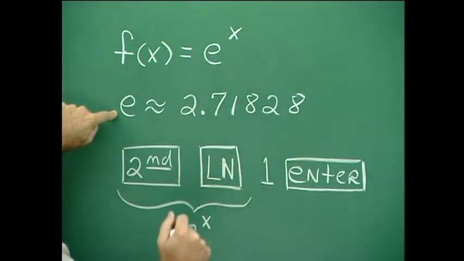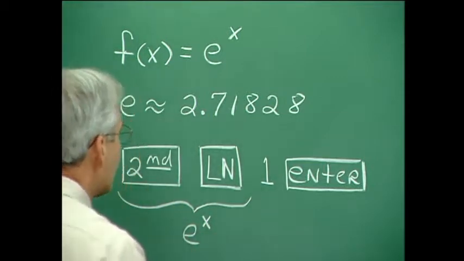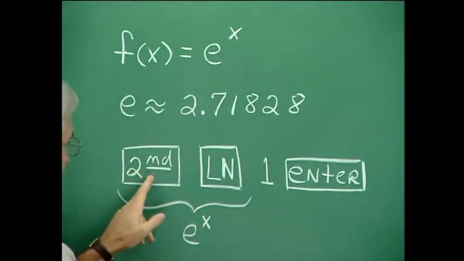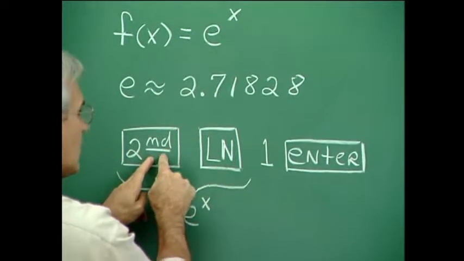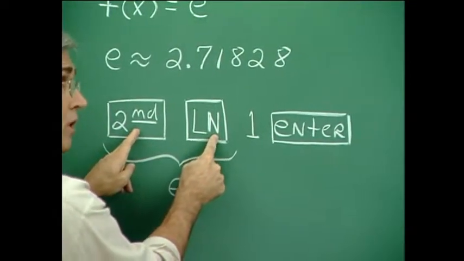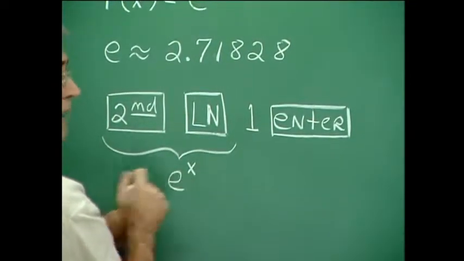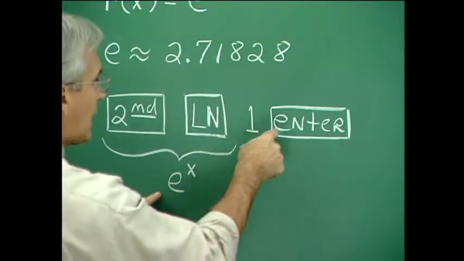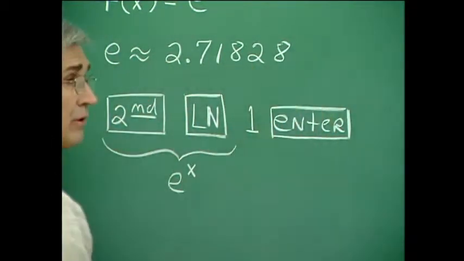2.71828 and so on. And in the calculator, we can find that value by doing this. Press the second button and then ln. The second function on natural log is e to the x power. And then press a 1 and press enter, and we will get its value.